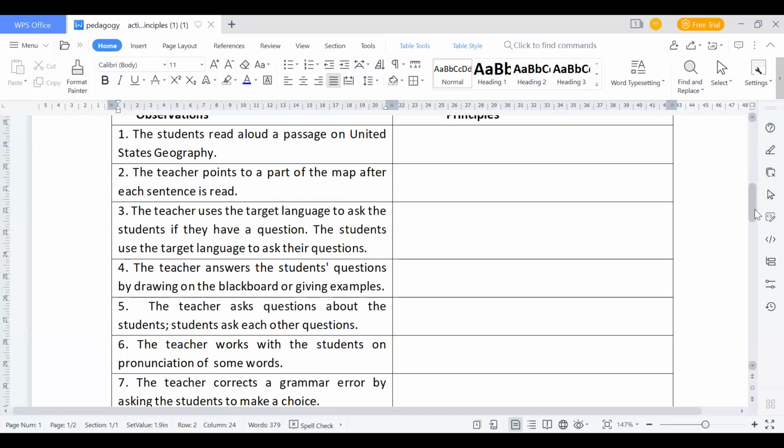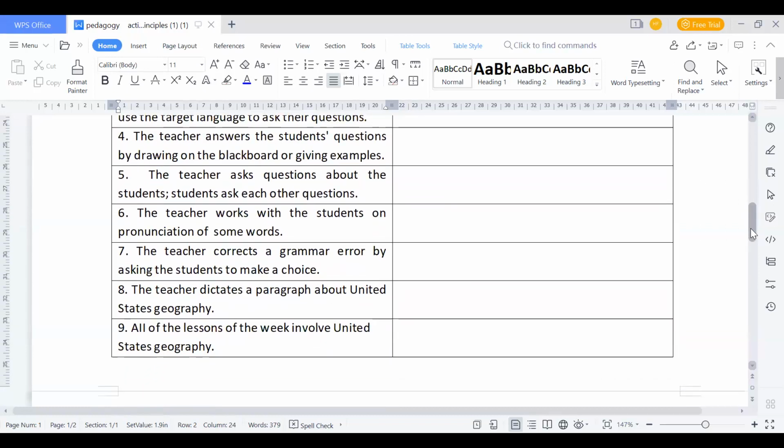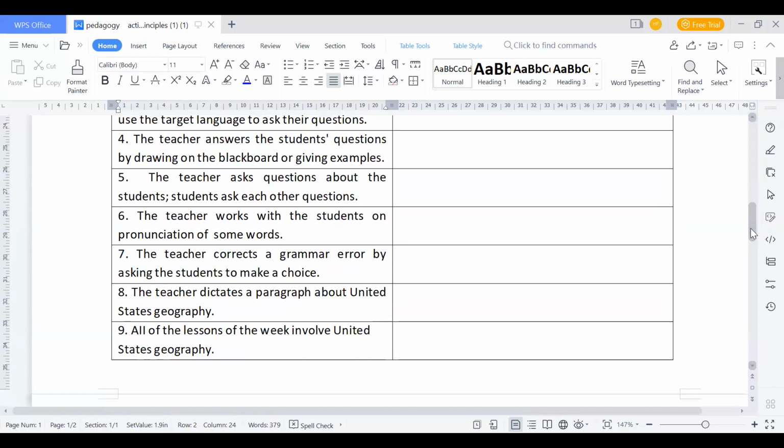The teacher answers the students' questions by drawing on the blackboard or giving examples. Here, the teacher is not supposed to translate or explain, but has to demonstrate. Very good. You're correct there. Very clear. Number 5. The teacher asks questions about the students. Students ask each other questions. Rather than in the GTM, student interaction is much more implemented here. Question and answer is one of the main techniques. Very good. Interaction matters. Interaction is promoted. Number 6.